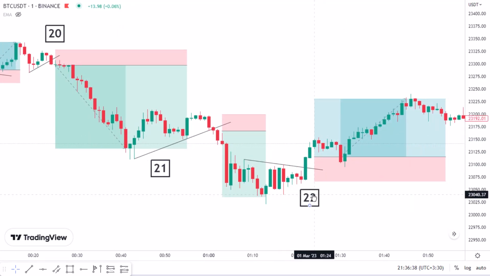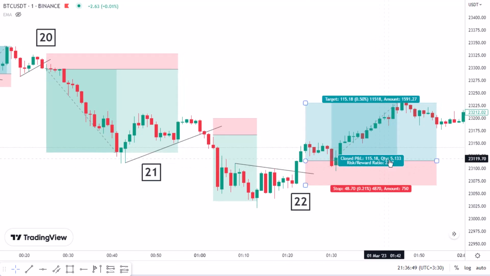On the trade 22, we have a trend line here with 2 touches. On the 3rd time it breaks it here, we enter the buy position, set our stop loss below the candle, and look for RR2, which it gives us our reward.